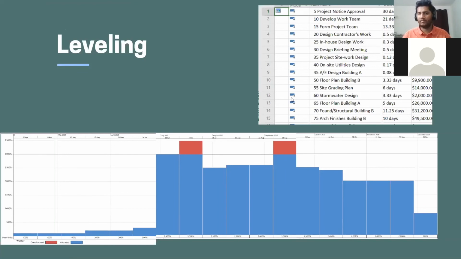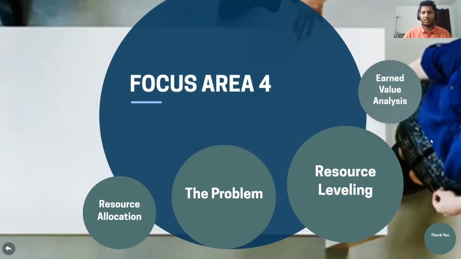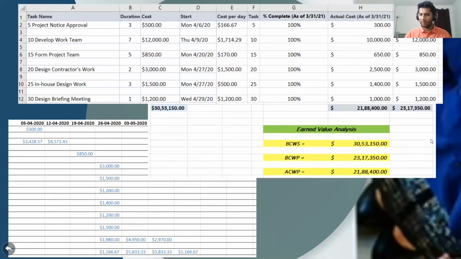The last task was earned value analysis, in which we were supposed to find the BCWS, BCWP and ACWP of the project. BCWS is basically the cumulative amount from the week by week cost distribution chart. From this type of chart we got BCWS, which is this amount. And for BCWP, I multiplied the percentage complete by the daily cost or weekly cost, and from this we got these values.